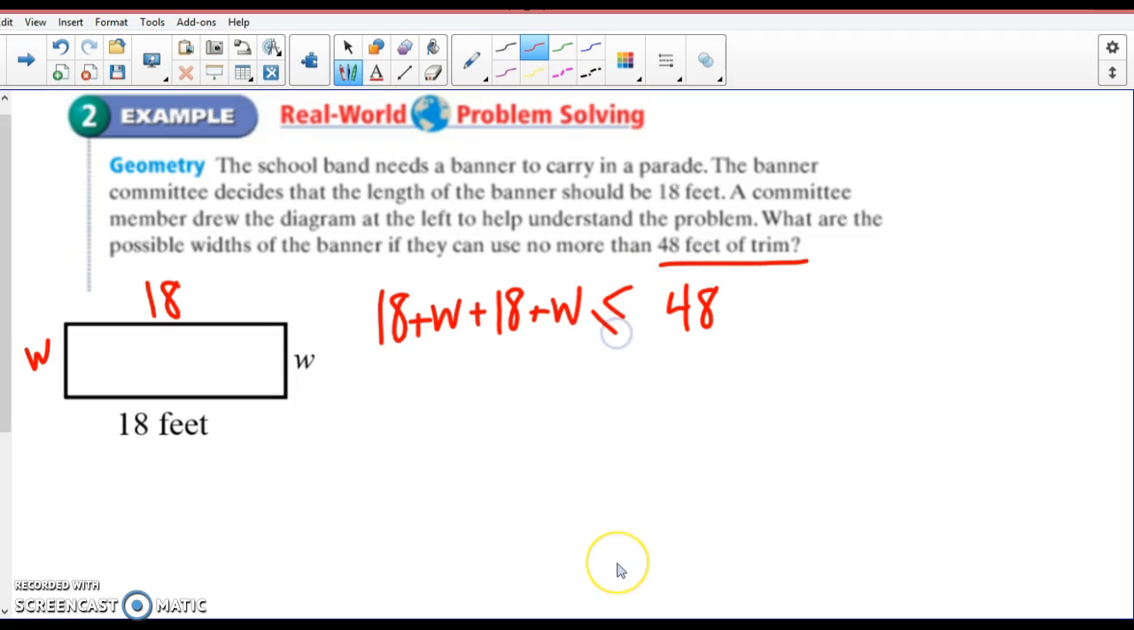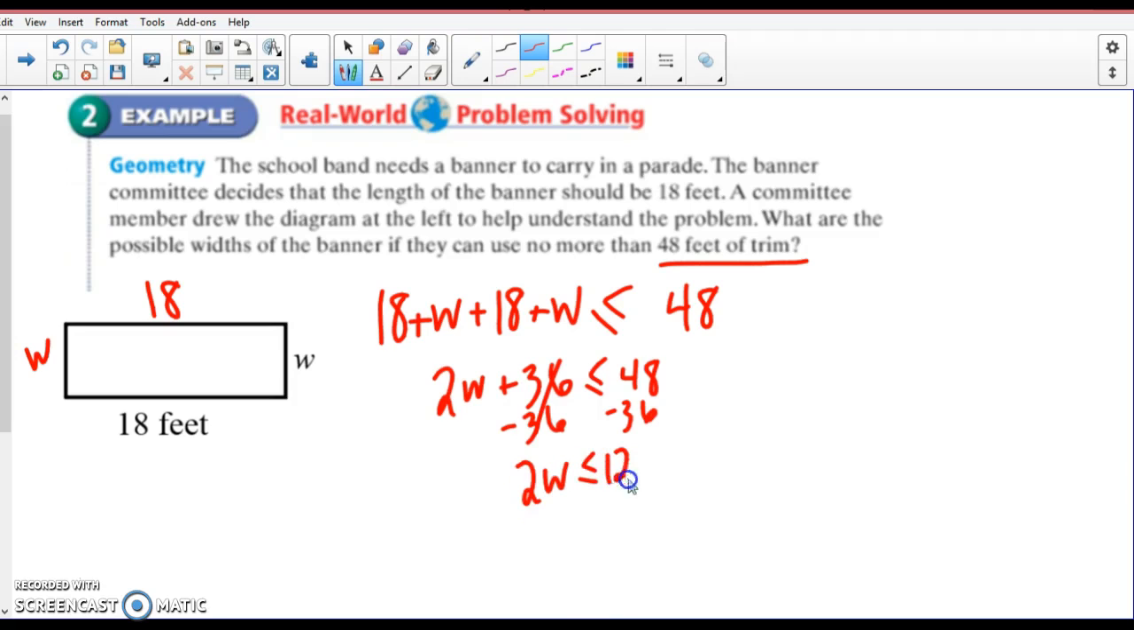Less than or equal to 48, because that's all we have. So, solving this will be 2W plus 36 is less than or equal to 48. Subtract 36 from both sides. 2W is less than or equal to 12. Divide both sides by 2. W is less than or equal to 6.